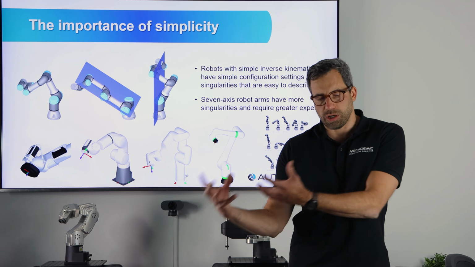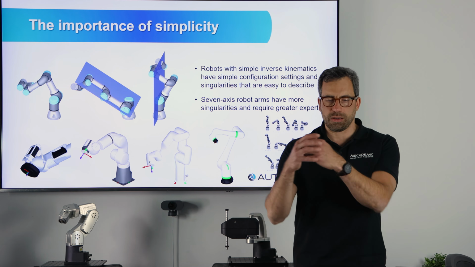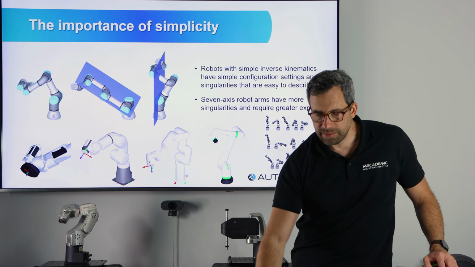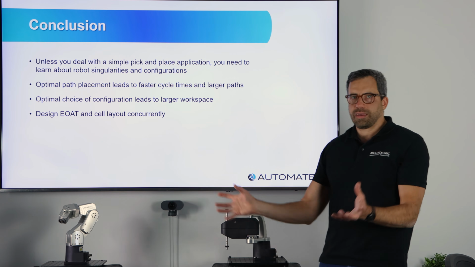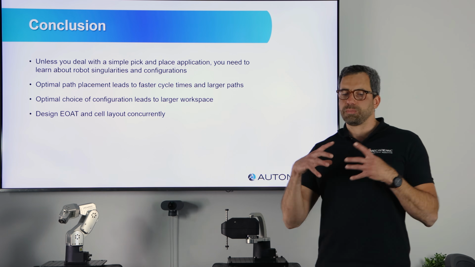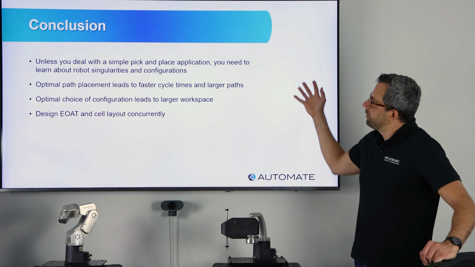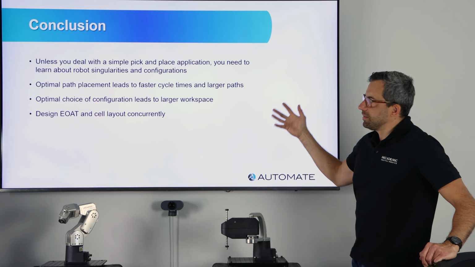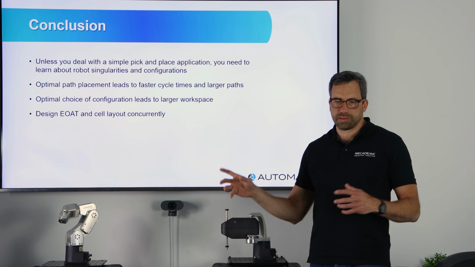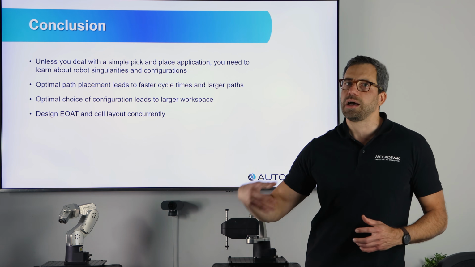So I need to optimize this. I need to avoid singularities. The robot will just say, it's a singularity, I stop. So I need to place everything in my robot cell so that I don't pass through singularities. So again, unless you deal with a very simple pick and place application like machine tending, with 2-3 different picks and places, you definitely need to learn about singularities.